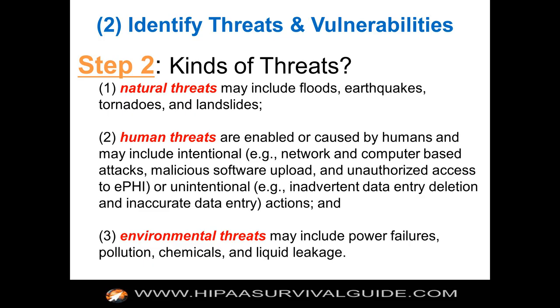So the kinds of threats. You have an inventory: natural threats, floods, earthquakes, tornadoes, landslides. Human threats, enabled or caused by humans, may include intentional networking, computer-based attacks, malicious software, unauthorized access, etc. Unintentional, inadvertent data entry, deletion, somebody wipes out a database. Doesn't matter whether it's intentional or unintentional, it's still a threat posed by human beings. They can do all kinds of crazy things. And then environmental threats, which are being distinguished here from natural threats, such as power failures, pollution, chemicals, liquid. For all practical purposes, it's power failures, right? Power goes out, then you're stuck.